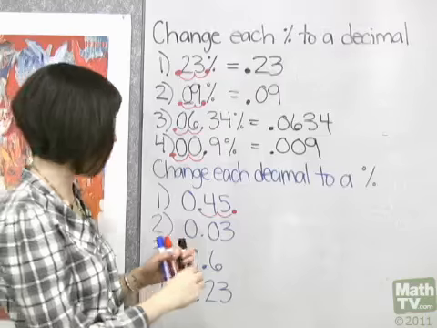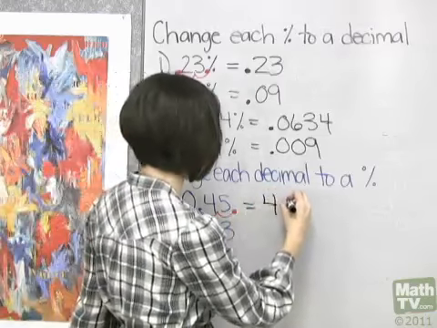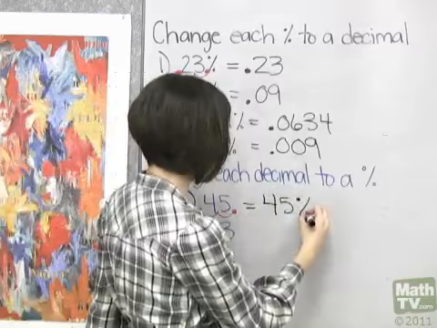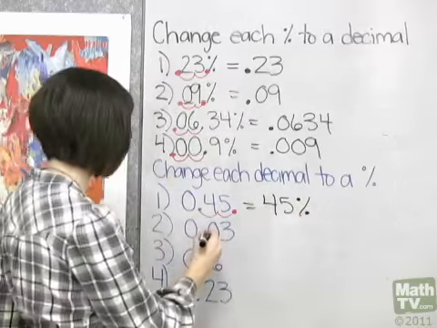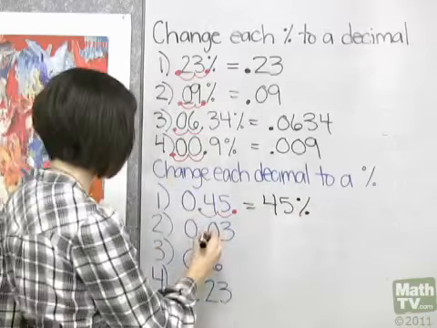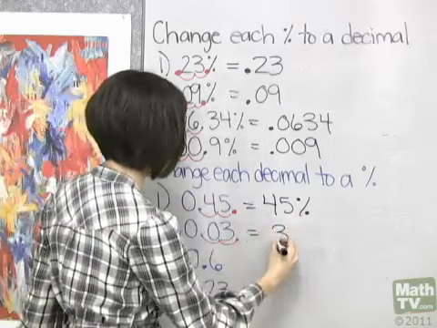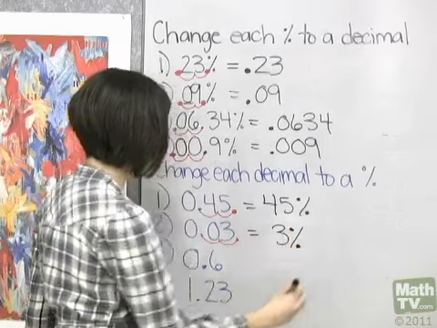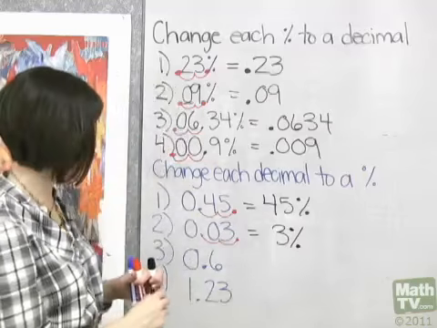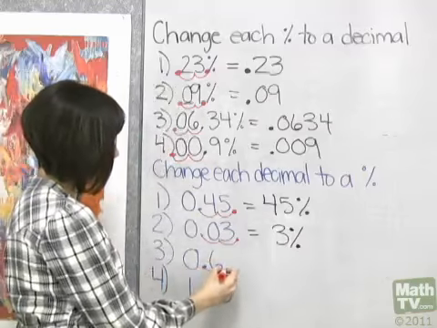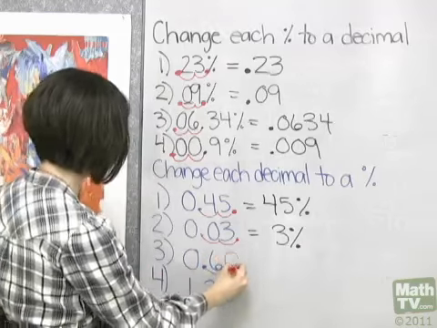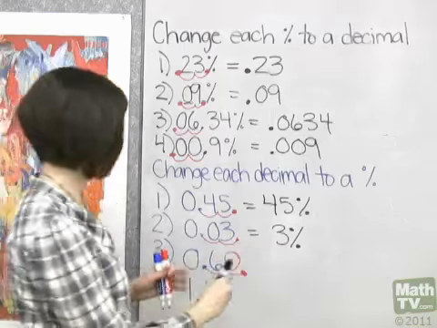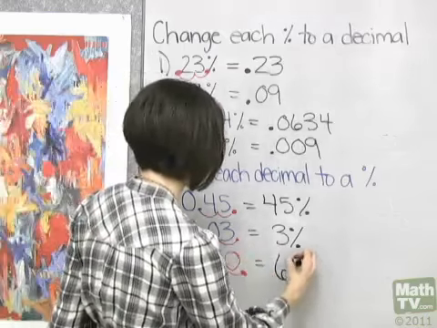So 0.45 equals 45%. Next, number 2, we have 0.03. So we want to move our decimal to the right 2 places. So 0.03 equals 3%. Next, we have 0.6. Here's our decimal. Let's move it to the right 2 places. There isn't a number, so whenever we don't have a number there, we need to add a 0. So 0.6 equals 60%.